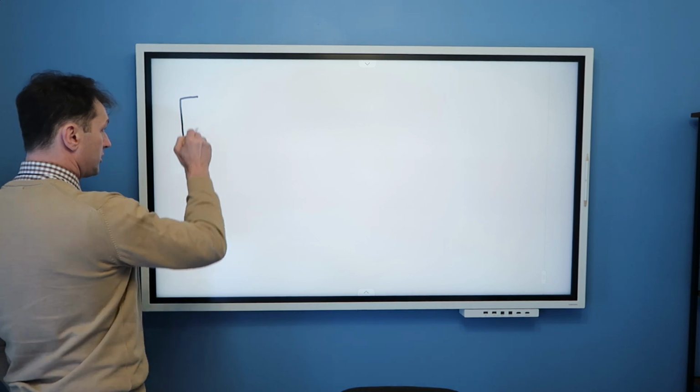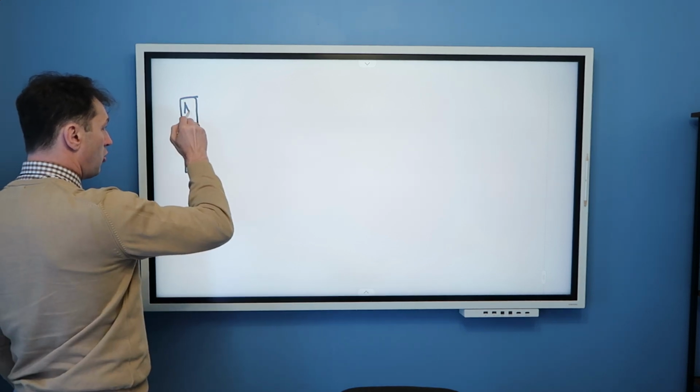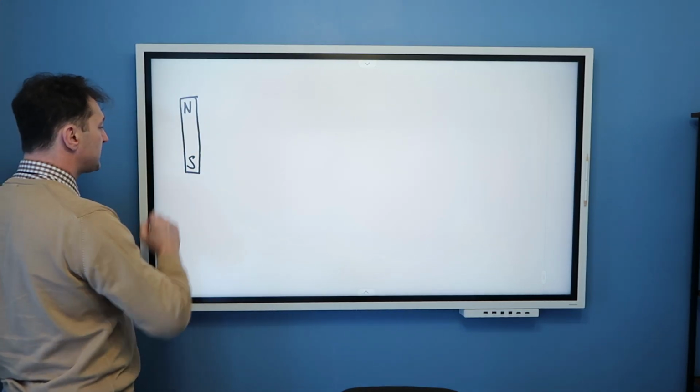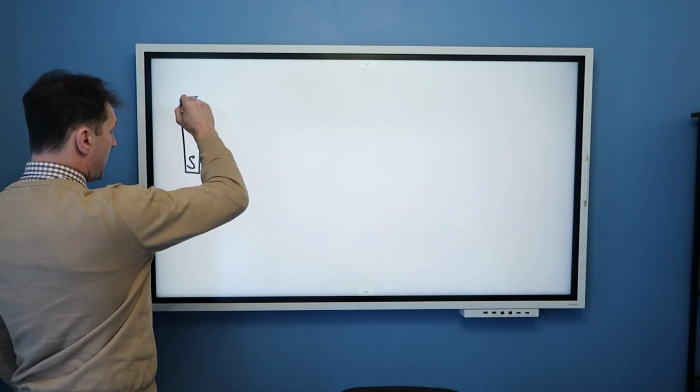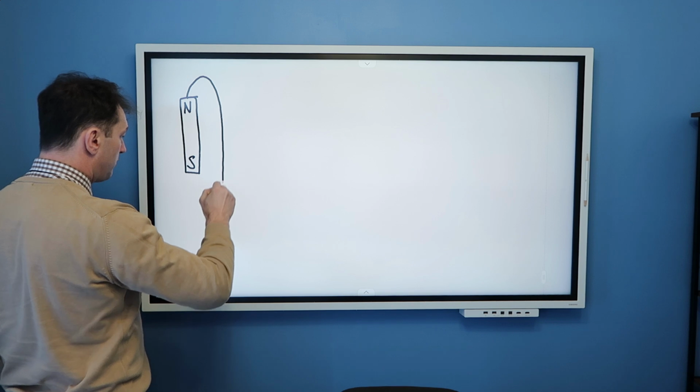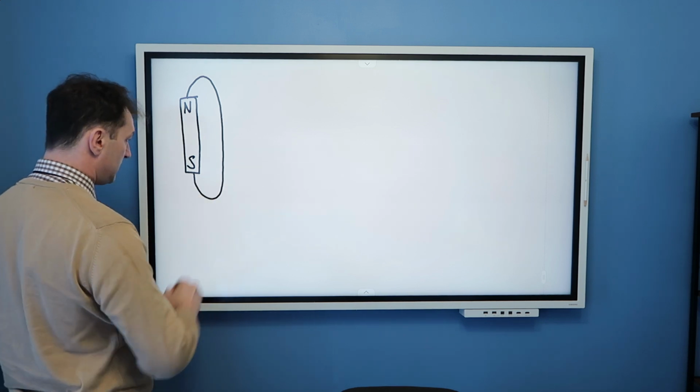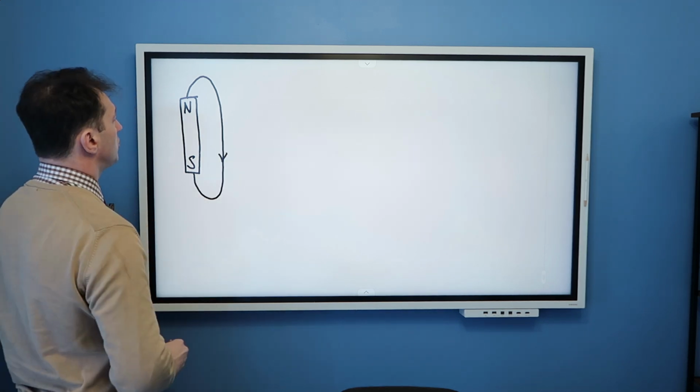Let us start by examining a simple bar magnet that might be represented like so. Here is north of this magnet and here is south magnetic pole. There is going to be a magnetic field around this bar magnet, and the field lines emerge from the north pole and they are terminated at the south pole, like so.